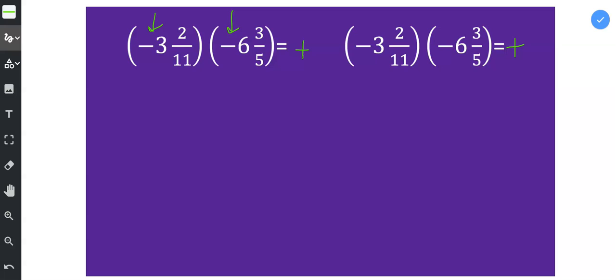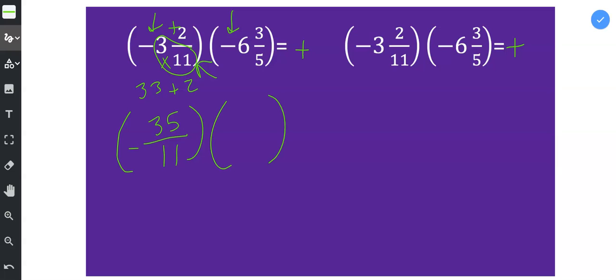The next step is we need to change each of the mixed numbers to improper fractions. So I'm going to multiply 3 times 11, and I get 33, and then I add the numerator, the 2, and I get 35, and then you keep the same denominator, the 11. All right, on this next part, we need to multiply 6 times 5, and we get 30. Then we add the numerator, which is 3, and we get 33, and then I place it over the same denominator, the 5.